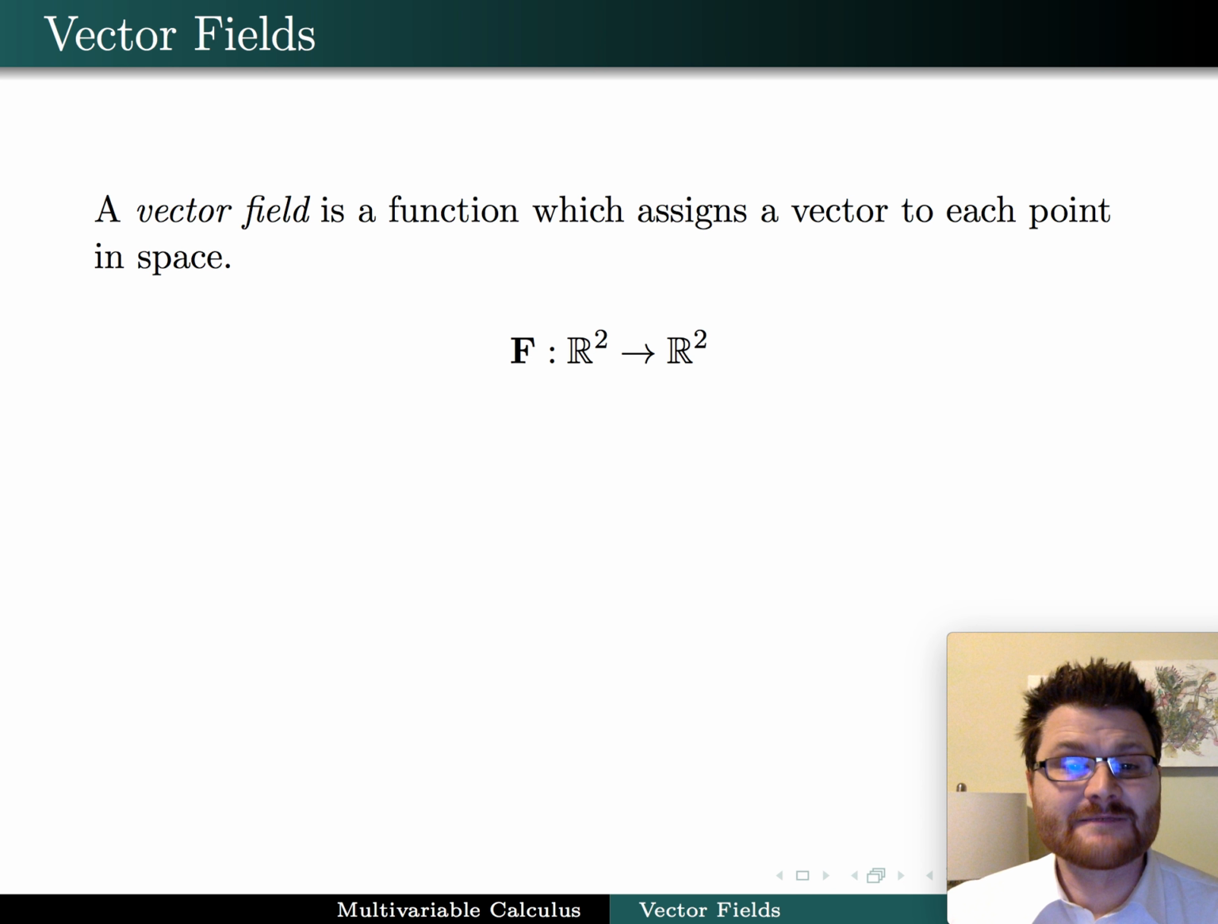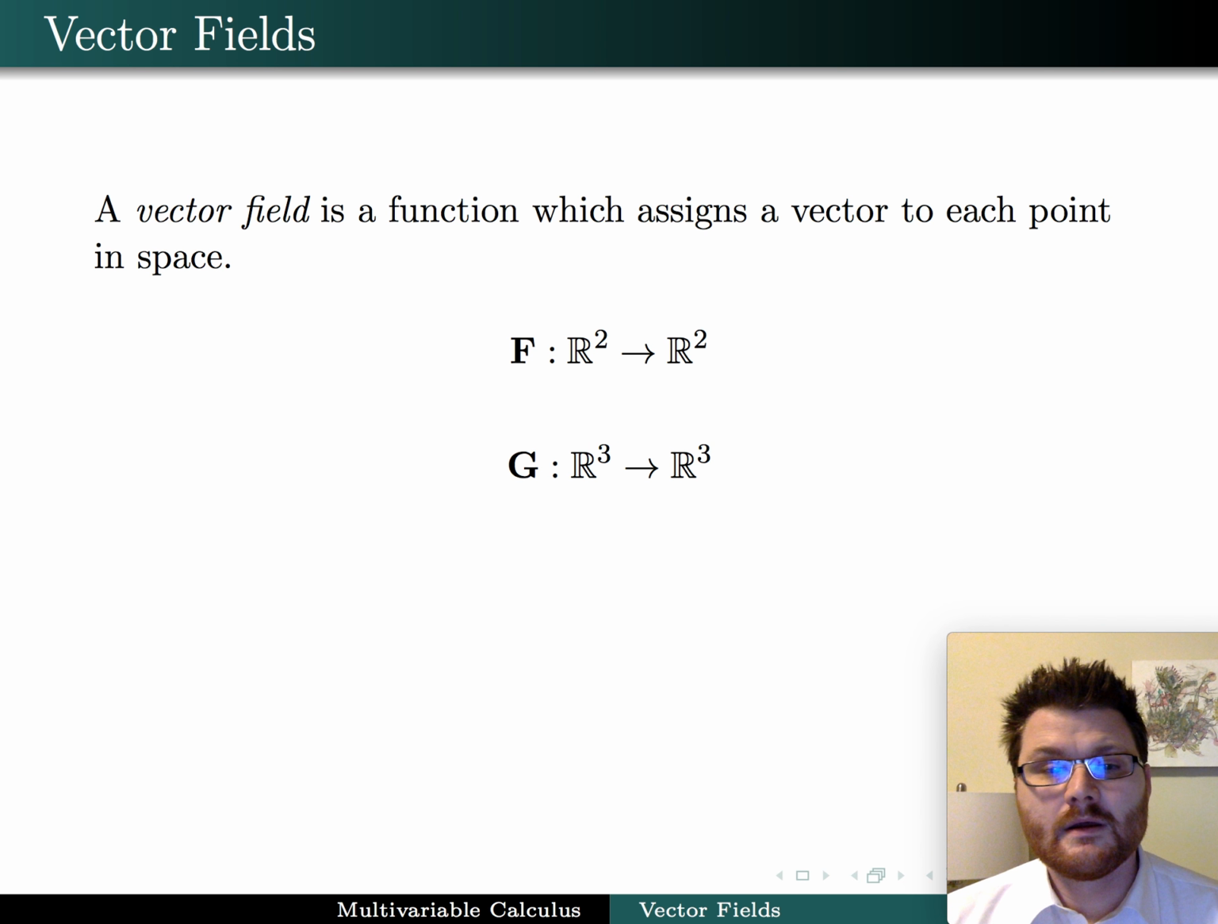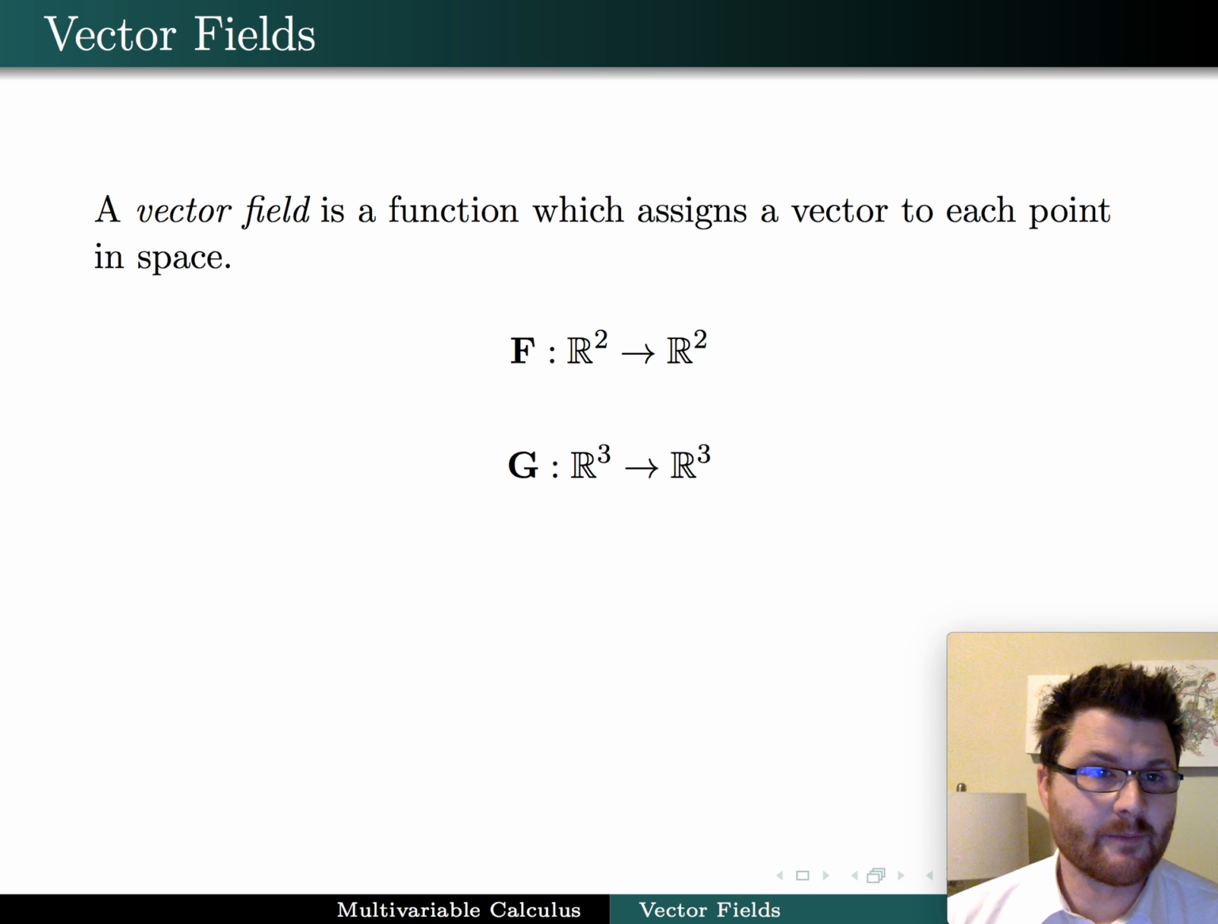So for instance, we could think about a function that takes every point in the plane in 2D space and gives it a 2D vector. Or we could think about a function which takes every point in 3D space and assigns it a three-dimensional vector. There are any number of other examples, possible combinations and ways to do this, but these are ones that we'll probably deal with the most.